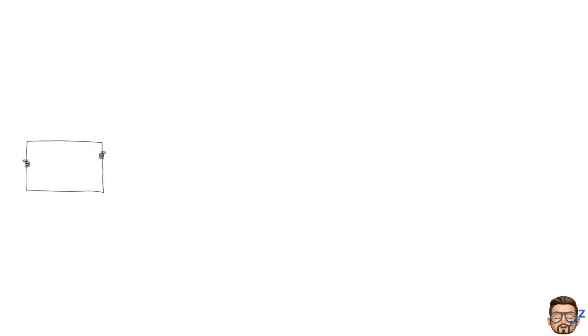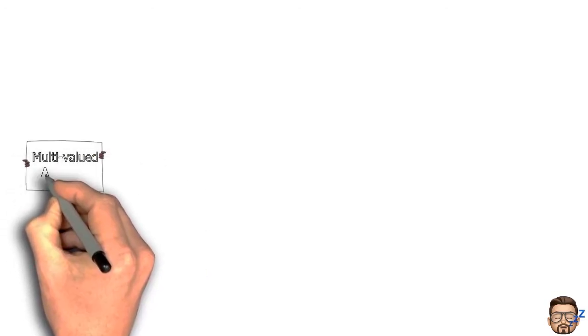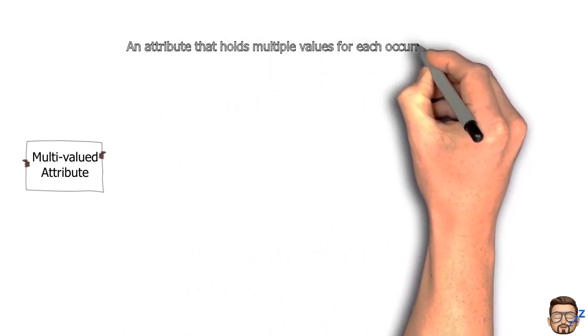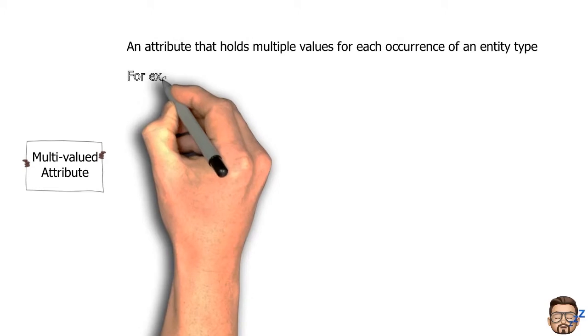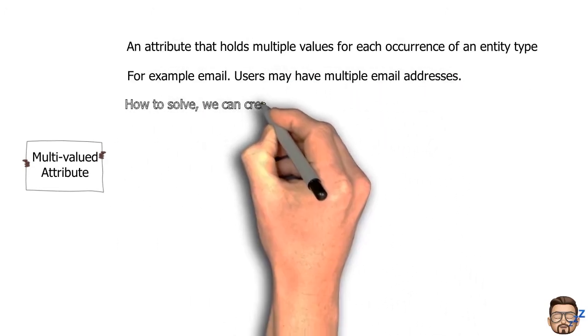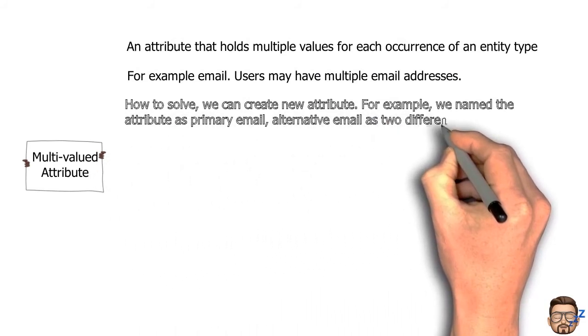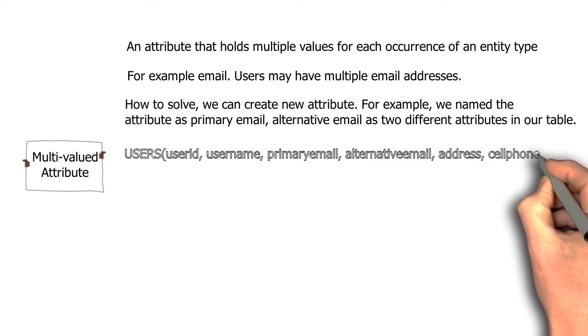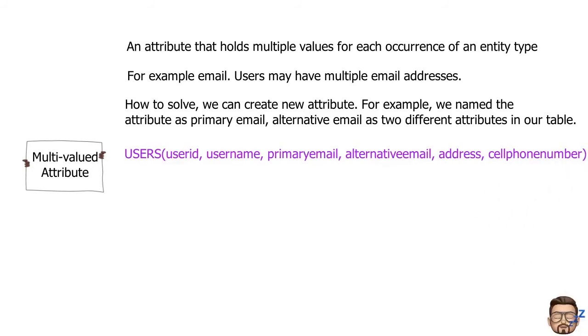Multi-valued attribute is an attribute that holds multiple values for each occurrence of an entity type. For example, we have email. Users may have multiple email addresses. How to solve the problem? We can create a new attribute. For example, we name the attributes primary email and alternative email as two different attributes in our entity. This is the example.